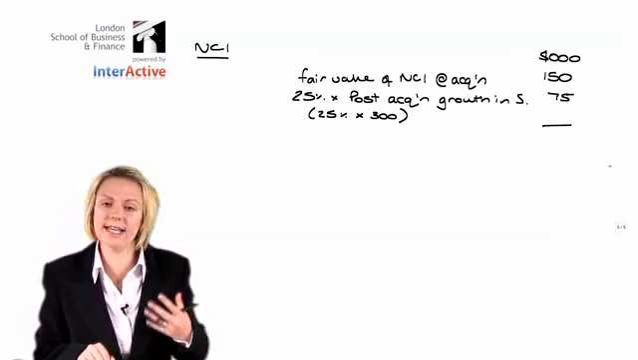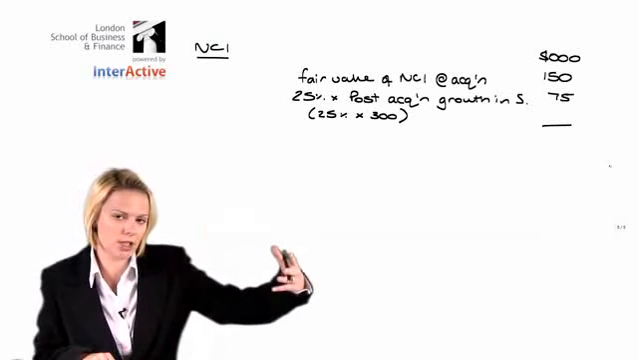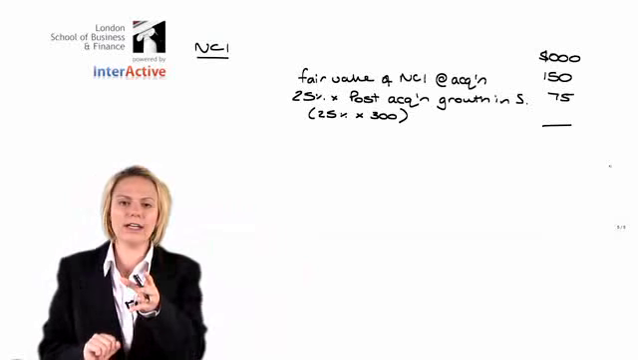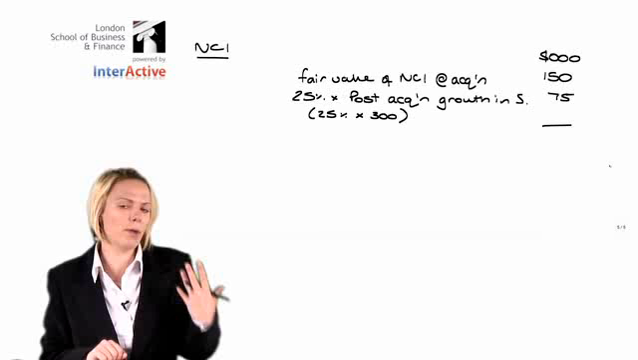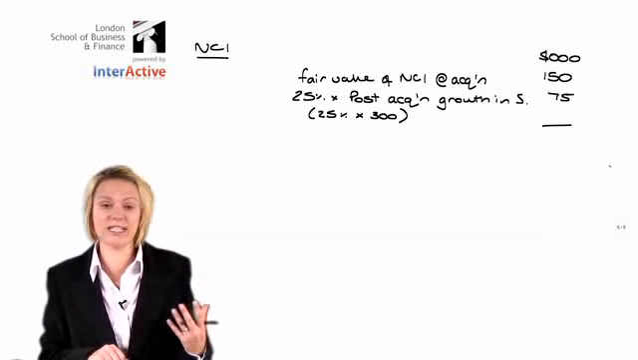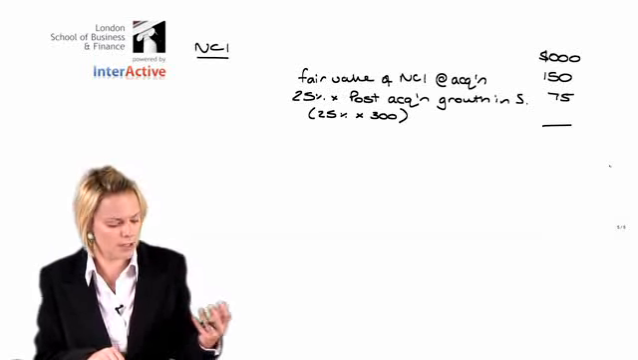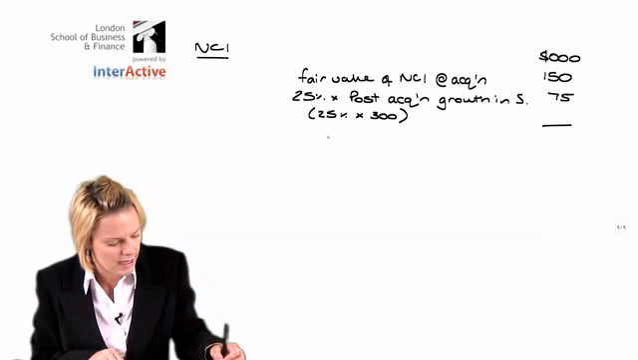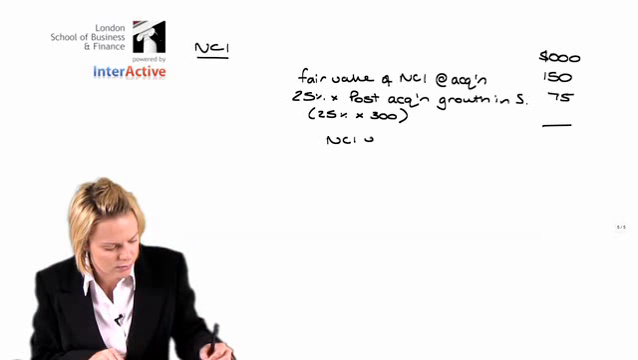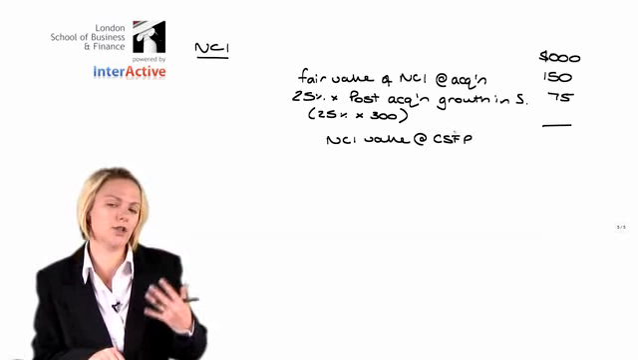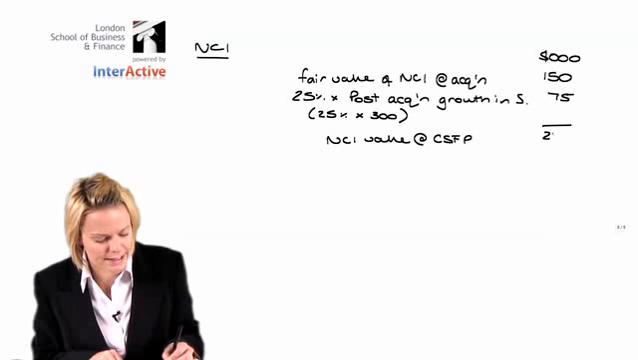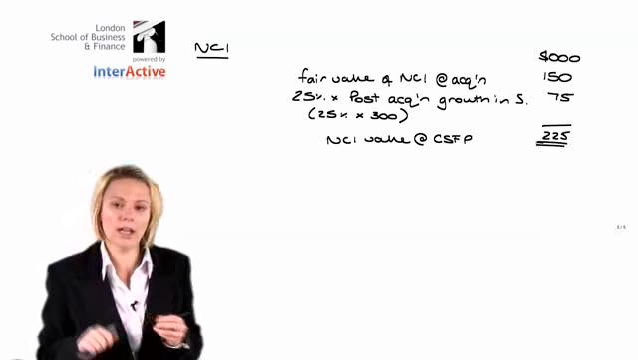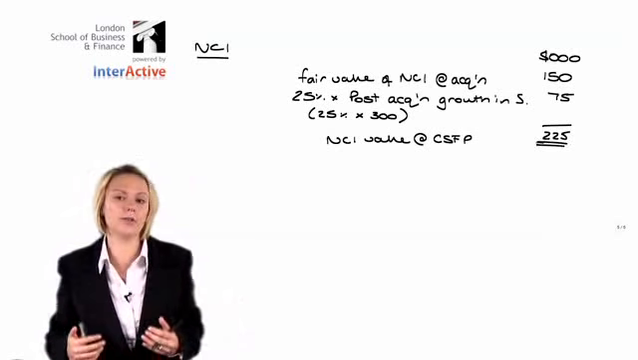So the value of the NCI 2 years after acquisition is the initial market value plus the growth in the investment represented by the post-acquisition growth in retained earnings. So, NCI value at the consolidated statement of financial position date, so CSFP, will be 225. And NCI will only be those 2 values.